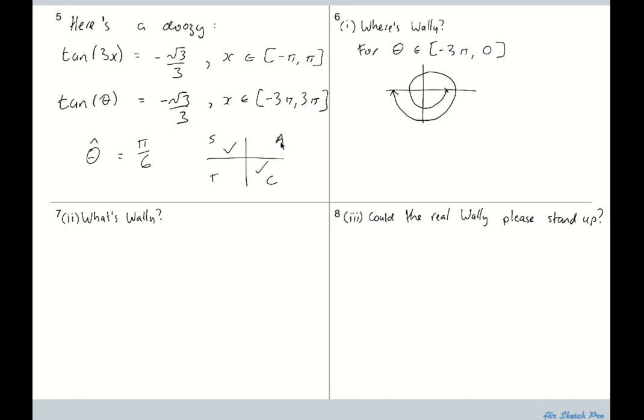Now, if you have a look at it, tan is negative here and tan is negative here. So if I have a look at my little spiral, you can see that I'm going to get two possible solutions in this quadrant, around once and around the second time, and one possible solution in quadrant 2. In this quadrant, one possible solution, you can see that it spirals and hits there once, and two solutions there. So that's where Wally is. Let's have a look at the other quadrant.